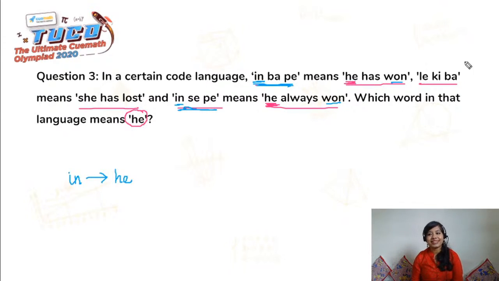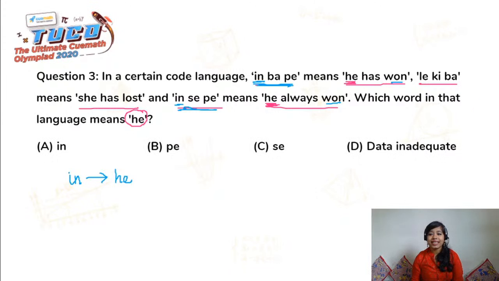All right, I hope that's clear. By now, I'm sure that most of you have got your answers. So here go the options, and therefore we could say option A is the right answer. I hope that was clear enough to all of you.